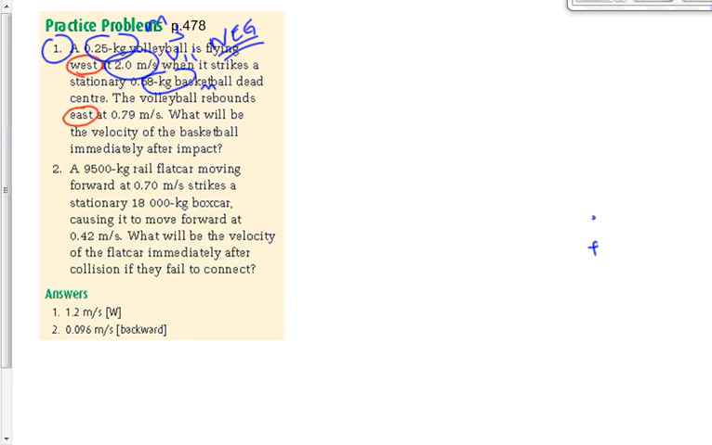That's going to be M2. We're going to say V2I is 0 because it's stationary. The volleyball rebounds at 0.79. What's that going to be? V1? Or is that going to be V2? Dallas, is that V1 or V2? Good. It's V1, V1I or F? Good. V1F. The volleyball, object number 1, rebounds after the collision. Okay, V1F, 0.79. And it's going to be positive. We want to find V2F.